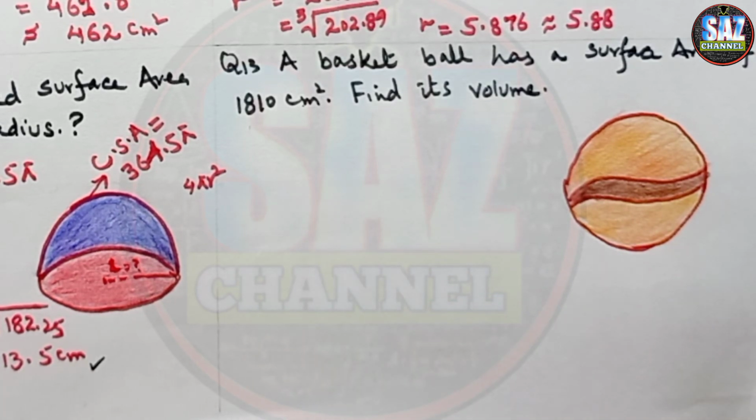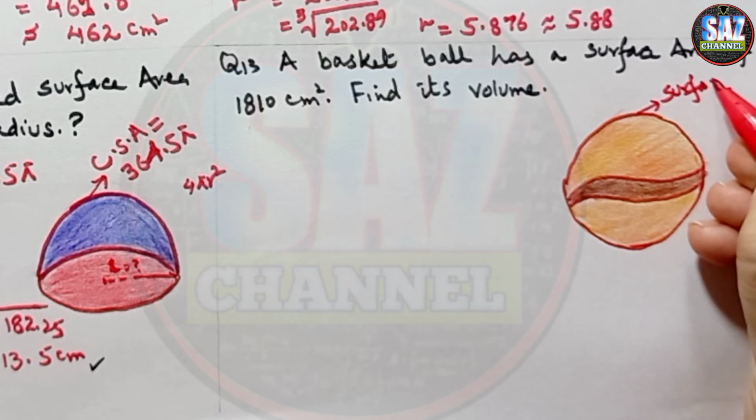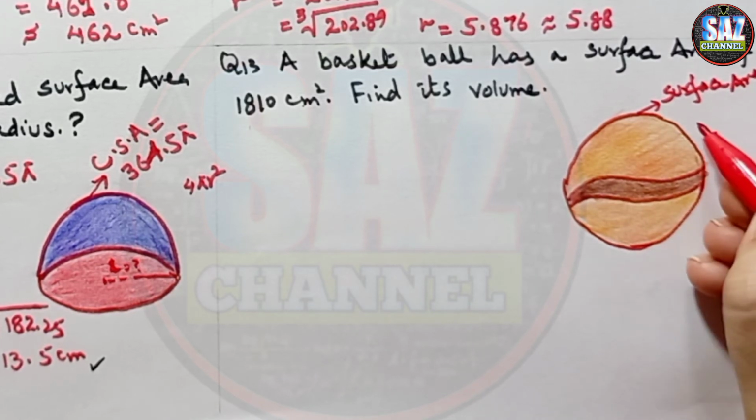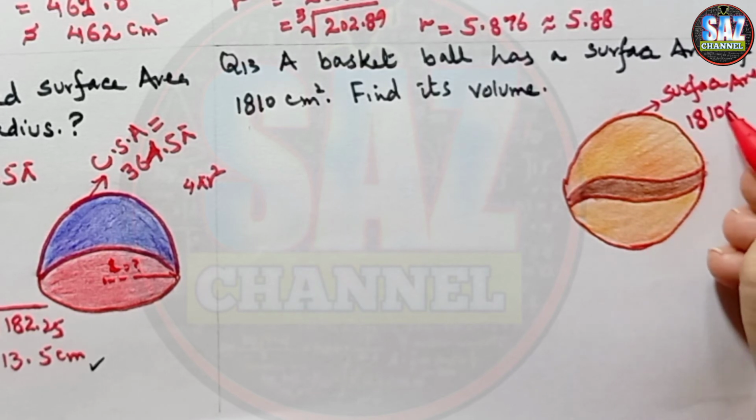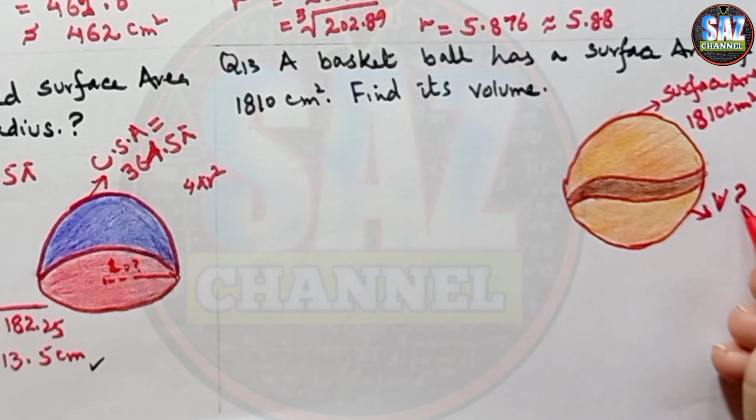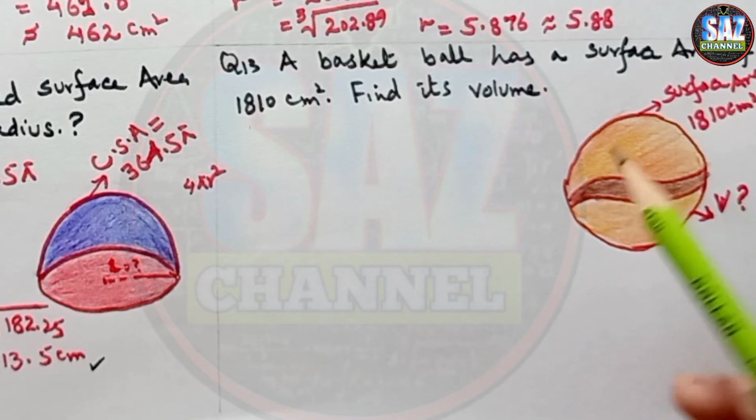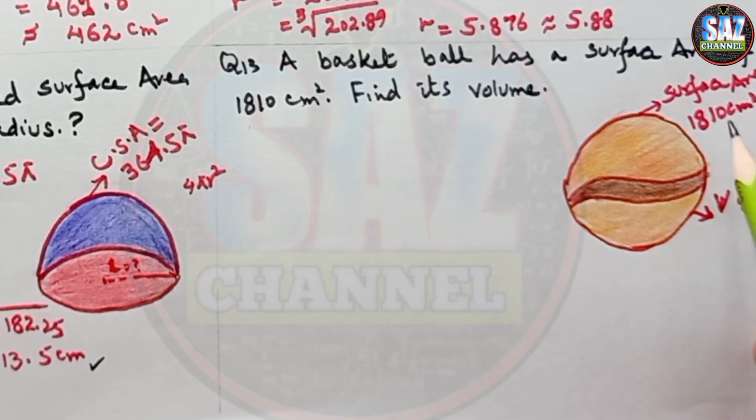Okay, now look, this 1810 centimeters square is the answer for the surface area, and we have to find the volume of this sphere. If we compare these two questions, in the previous question volume was given, and with the help of volume we calculated the value of r, and that radius was used in the calculation of the surface area. In this question we are given the answer of the surface area.